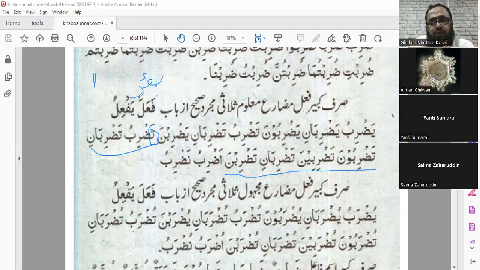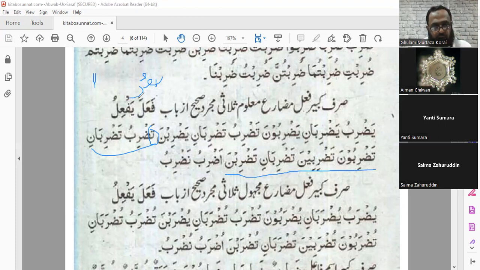If we talk about Sami'a Yasma'u, or Alima Ya'lamu. Now in Ya'lamu, Ta'alamu, Ta'alamani, Ta'alamuna, which kalima is Ain? Or Yasma'u? Alima Ya'lamu, which kalima is Ain? The meme for Sami'a, and for Alima Ya'lamu? Lam. Very good.